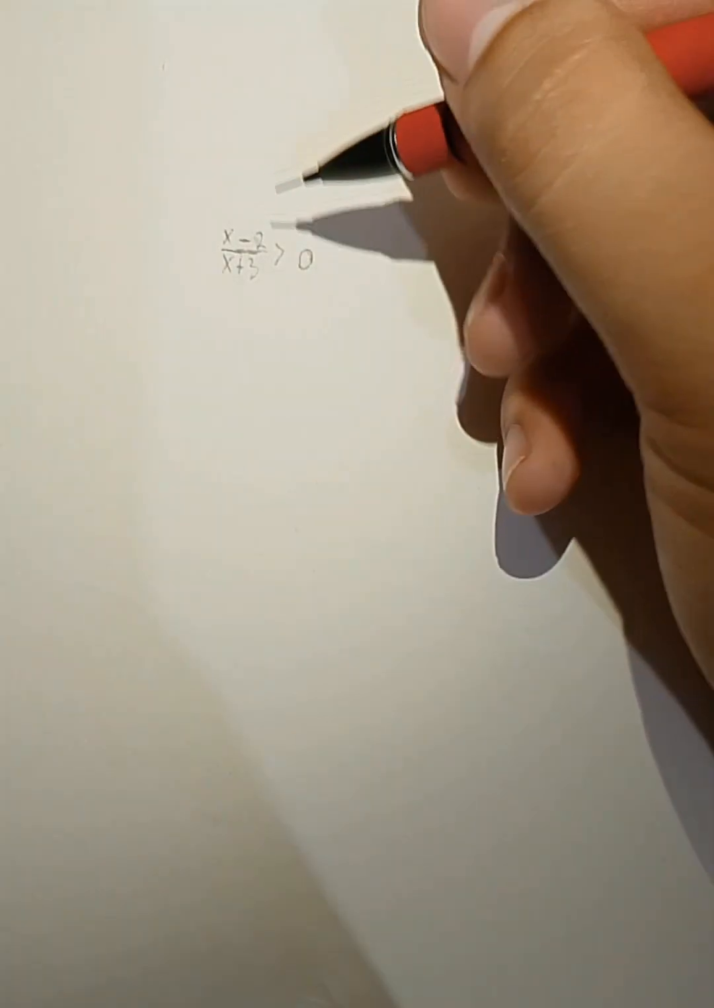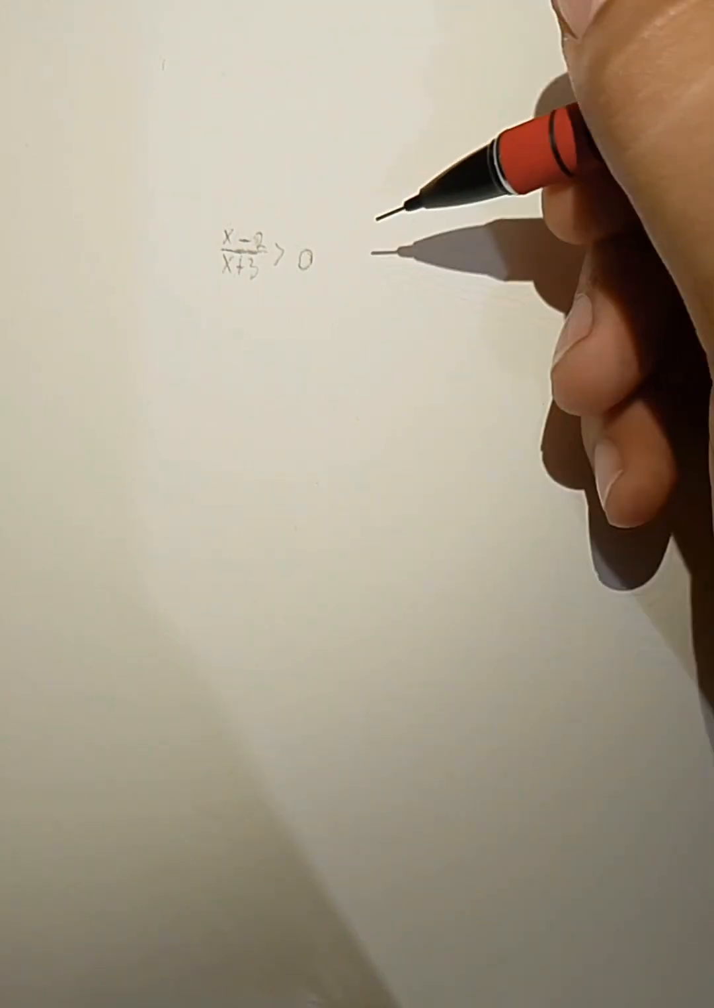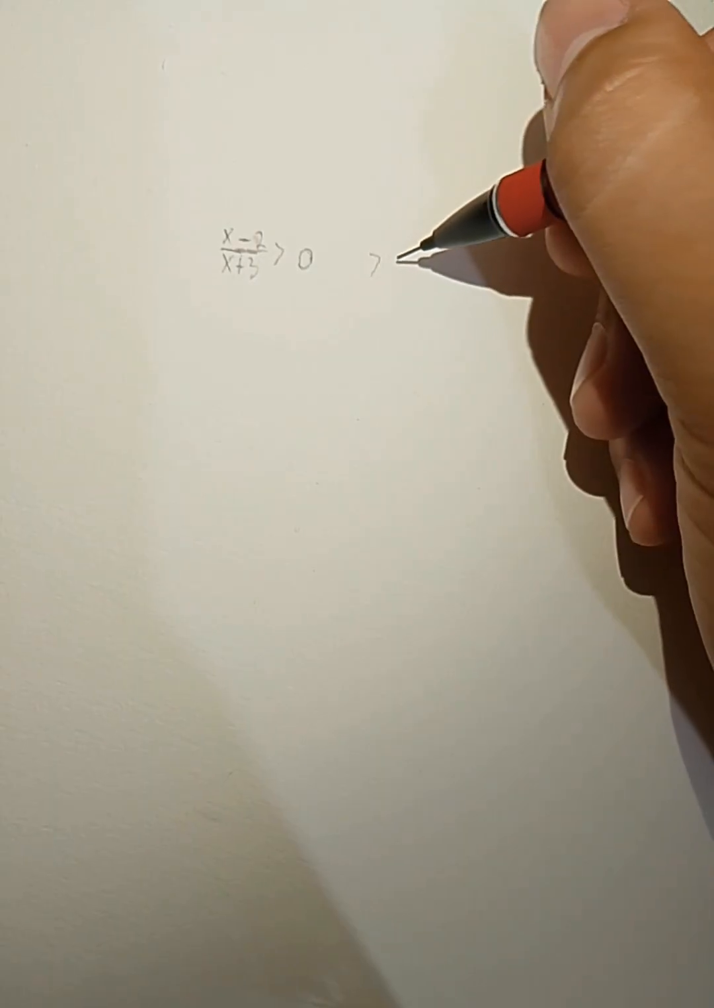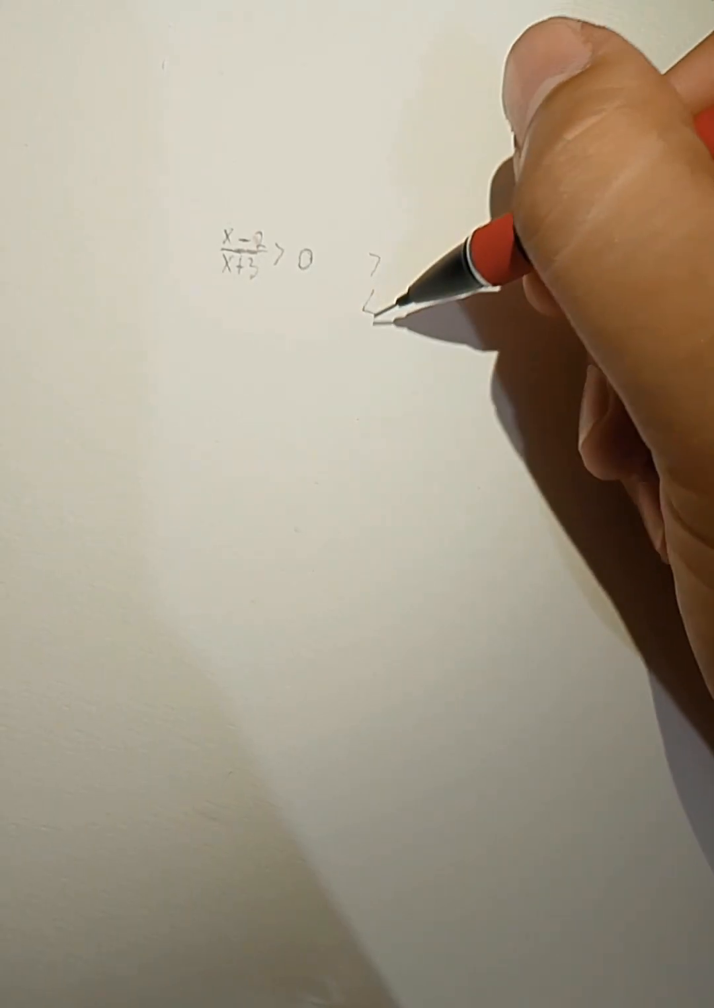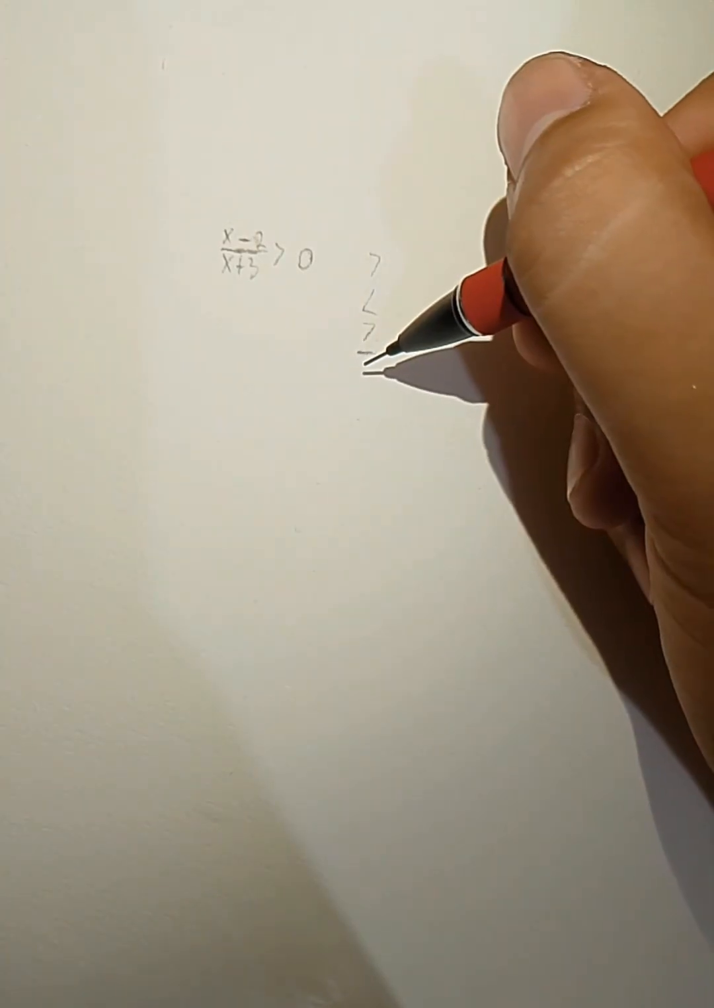Now, you may be wondering what this sign is. It is what you call an inequality sign. It determines whether the expression is positive or negative. This sign means positive. This sign means negative. This sign means positive or 0. And this sign means negative or 0.